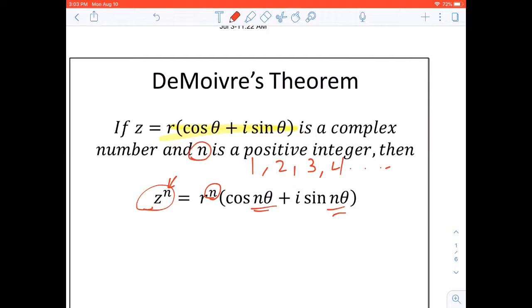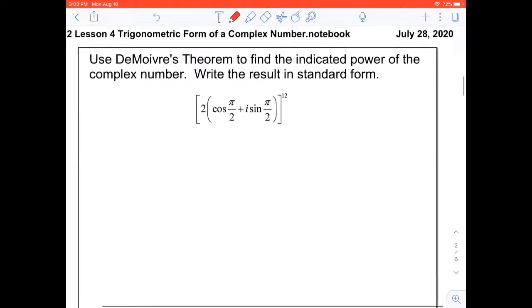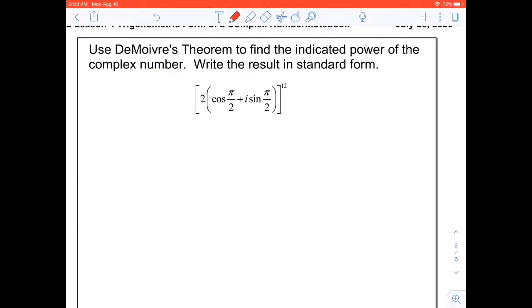All right, so let's use DeMoivre's theorem to find the indicated power of the complex number. We're going to write the result in standard form. So that's important. The final answer is in standard form. That implies that it's got to be an a plus bi form, not trig. Now, in DeMoivre's theorem, it has to be in trig form in order for us to apply the theorem. This is in trig form. You're going to have some homework where you're going to have to convert it first.